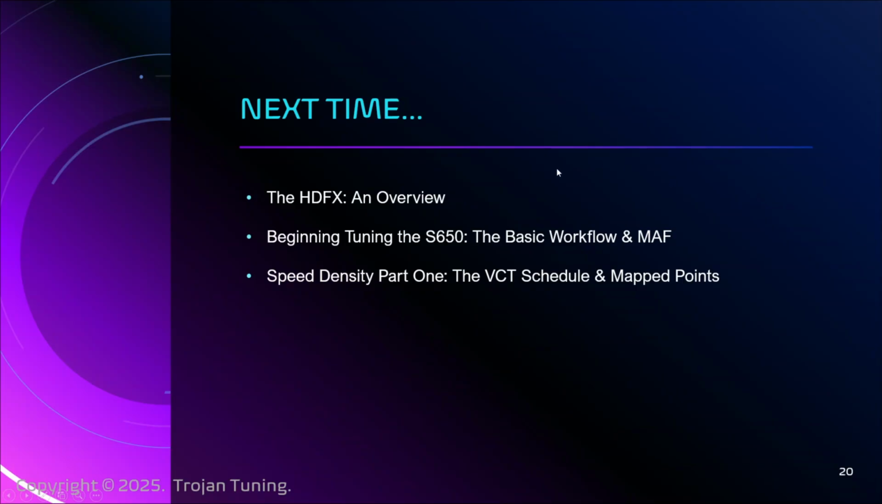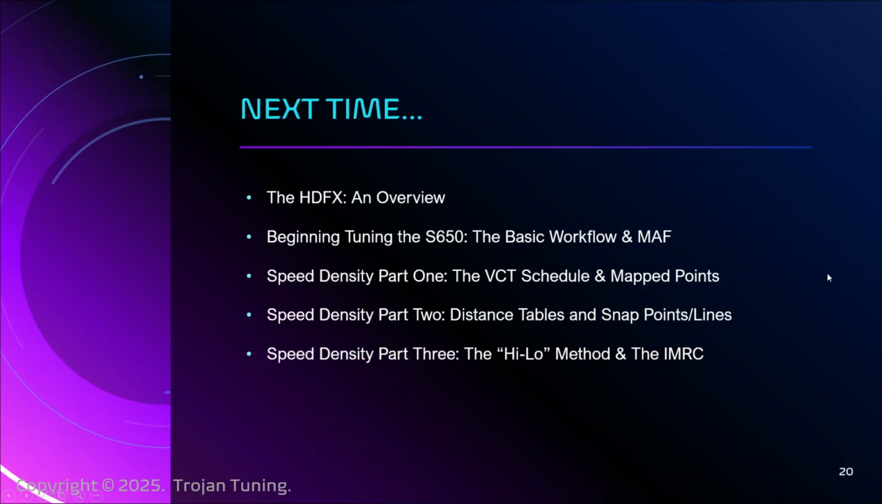And then from there, we're going to get into the nitty-gritty of speed density, the VCT schedule, and map points in particular, and how the HDFX moves through these schedules and map points to keep the engine running optimally, right, and all the lookups it performs. Part 2 of that will be understanding the distance tables, distance from power, and how the snap points and lines work. I'm not going to spend a lot of time here because there are other folks who've done this much better than I will. I'm just going to highlight what this is and be aware of it.